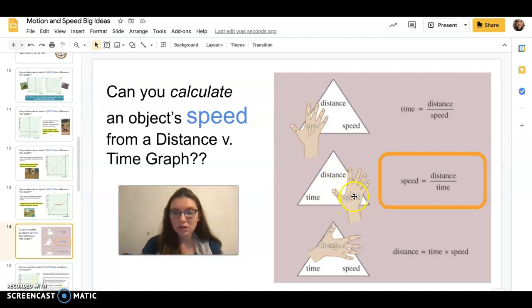If we're solving for speed, we do distance divided by time. If we're looking for distance, we do time times speed, right? So if they're above each other, it's going to be a division. If they're next to each other, it's going to be times. Okay?